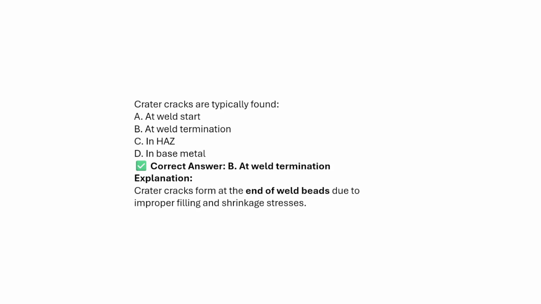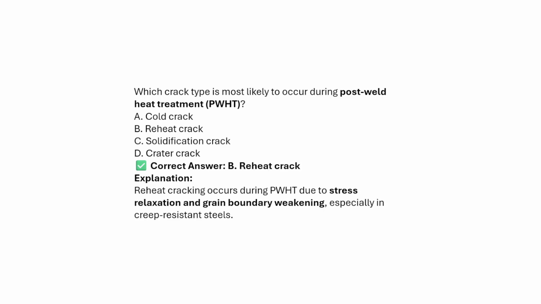Okay. Next, crater cracks are typically found at the weld start, at the weld termination, in the HAZ, or in the base metal. So where will the cracks be formed? At the end of the welding. At the end of the welding, when the arc is stopping, there the crater will form. From there, the cracks will start propagating. Crater cracks form at the end of the weld bead due to the improper filling and the shrinking stresses.